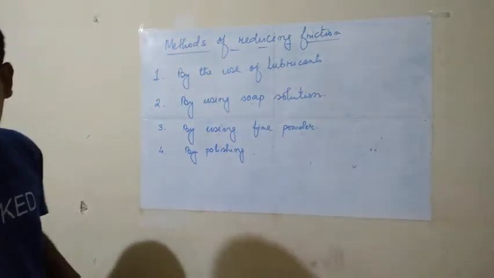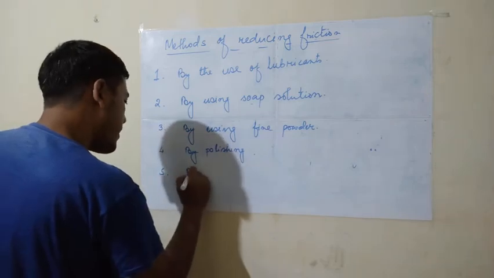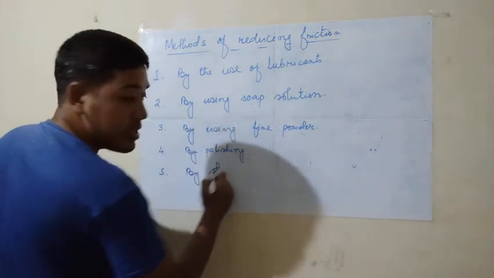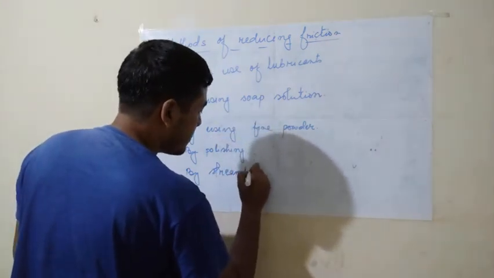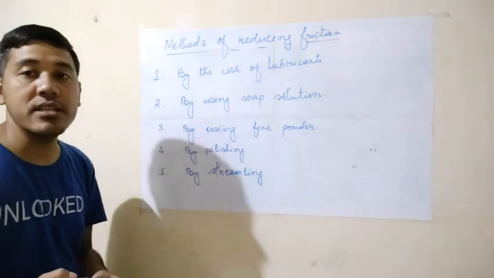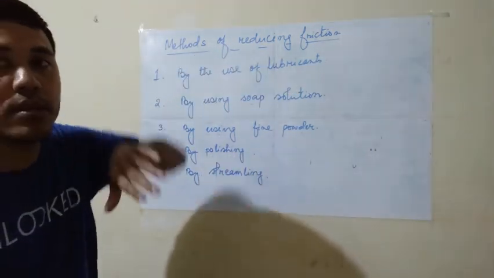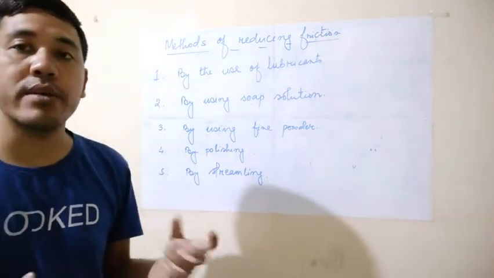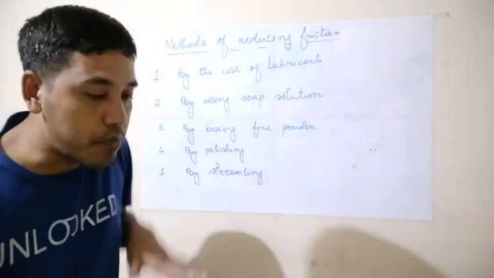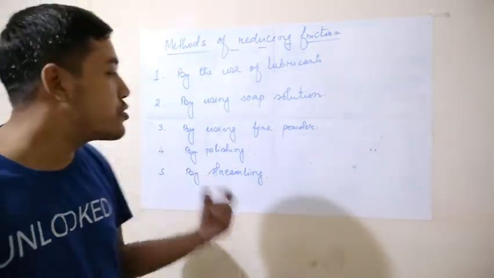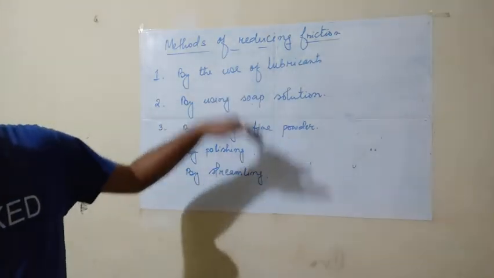Next, number five, by streamlining. Streamlining means making a streamlined shape. For example, for any object that we want to fly in the air, we need to make it in a streamlined shape. And if we want to make a boat, we also make it in a streamlined shape. That is by streamlining.